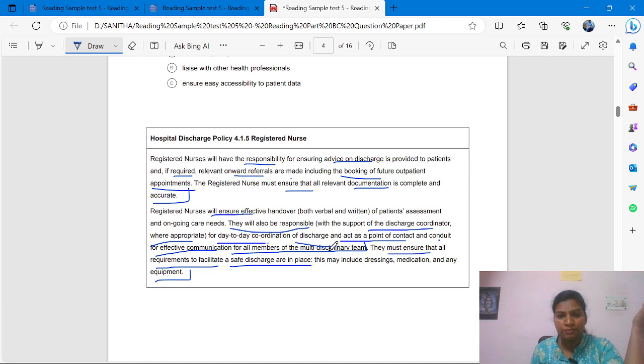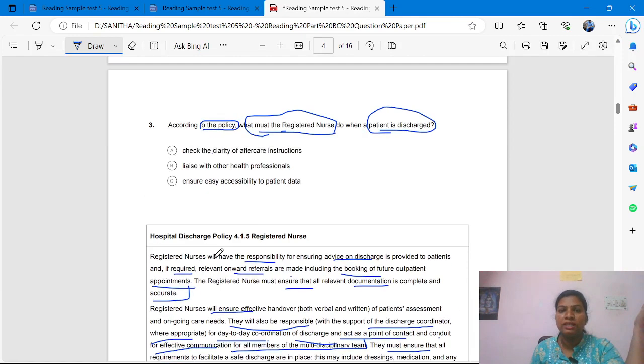Here there is some multidisciplinary team. They must ensure, see, there is the multidisciplinary team, the day-to-day coordinator of discharge, who acts as a multidisciplinary member. They must ensure that all requirements to facilitate a safe discharge are in place. This may include dressing, medication, and any part not registered. Okay. Second option, liaises with other health professionals.